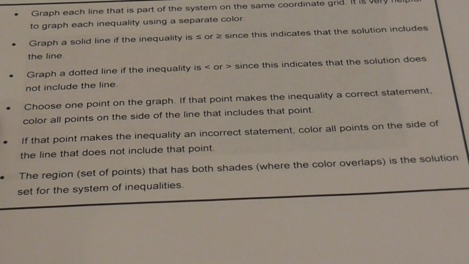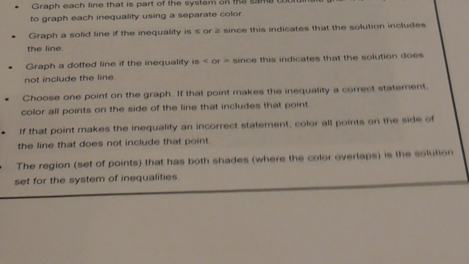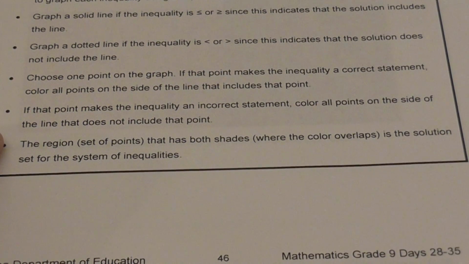Choose one test point on the graph. If that point makes the inequality a correct statement, color all the points on that side of the line. If that point makes the inequality an incorrect statement, color all the points on the side of the line that does not include the point. The region that has both shades, where the colors overlap, is the solution for the system of inequalities.